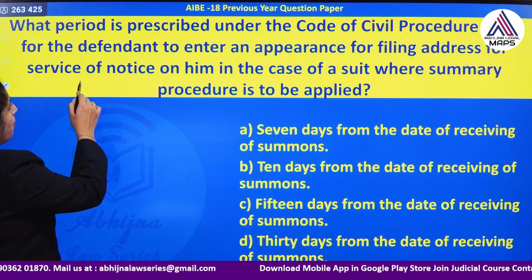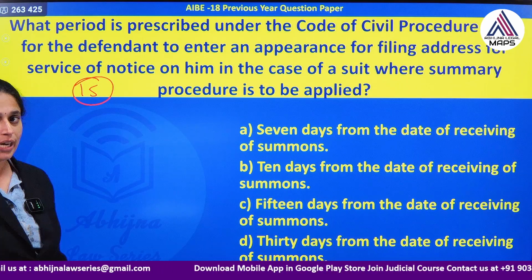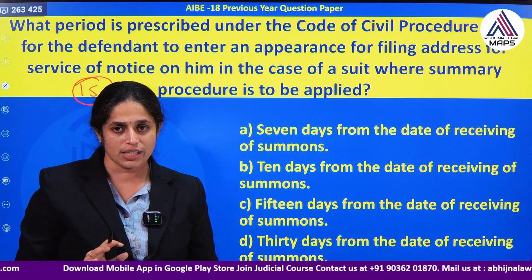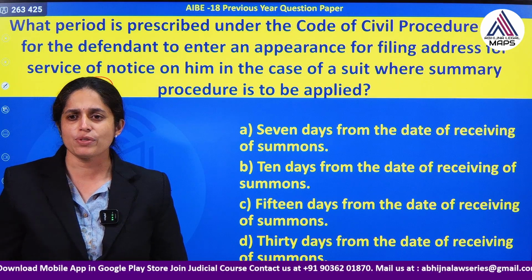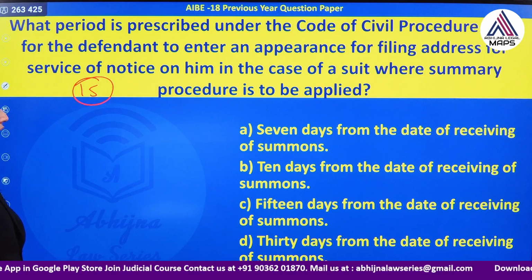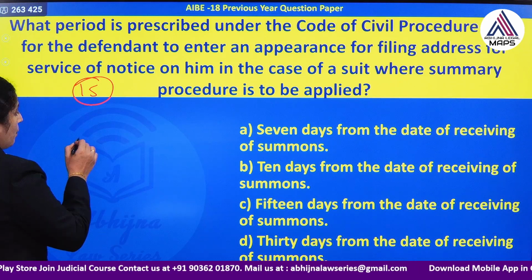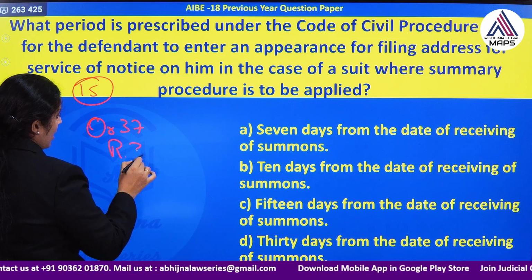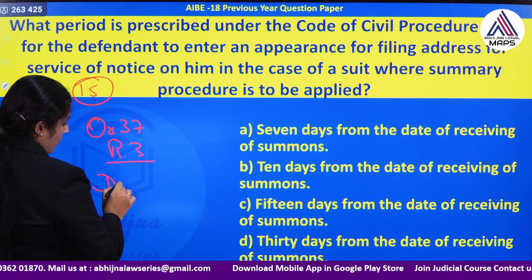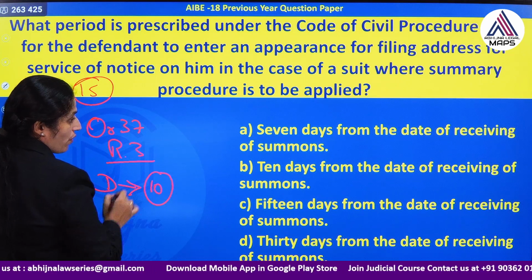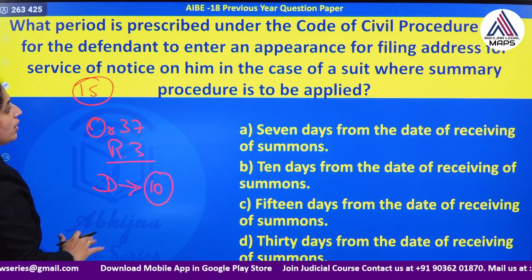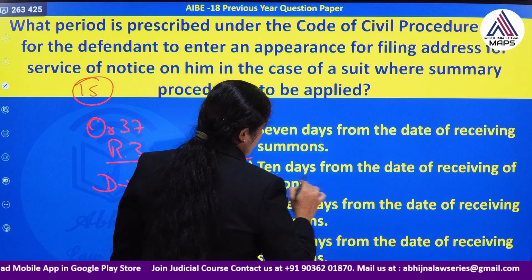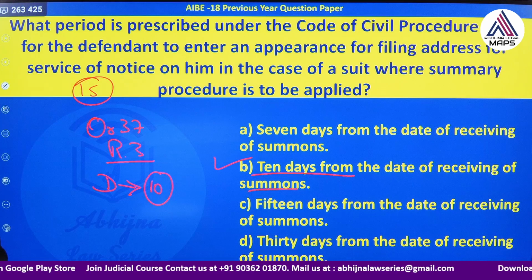15th question. What period is prescribed under the Code of Civil Procedure 1908 for the defendant to enter an appearance for filing address for service of notice on him in the case of a suit where summary procedure is to be applied? In this case, summary procedure under CPC is given under Order 37, and Rule 3 says that the defendant has 10 days from the date of service of summons to file his address for service of notice. So, the answer is B, 10 days from the date of receiving of summons. B is the correct answer.